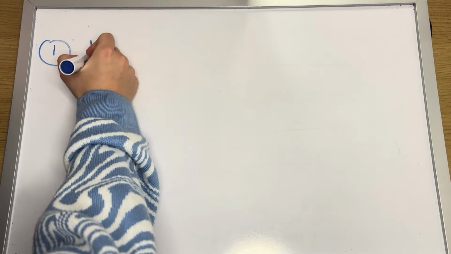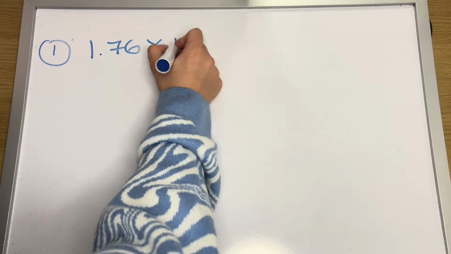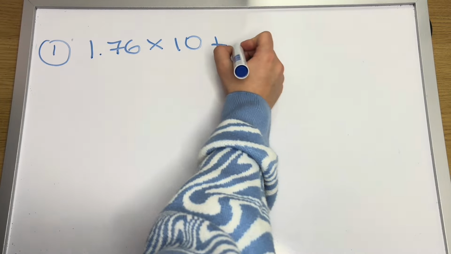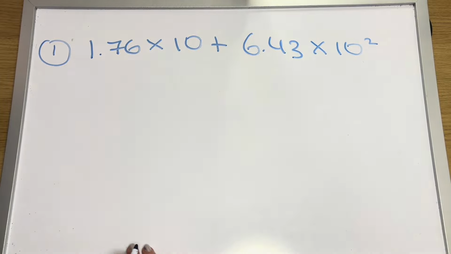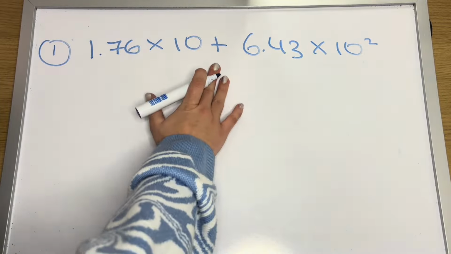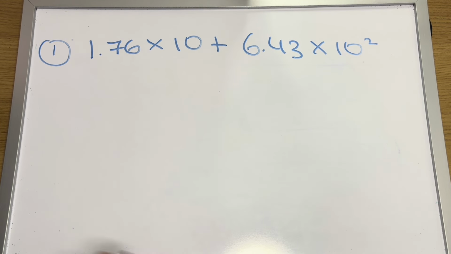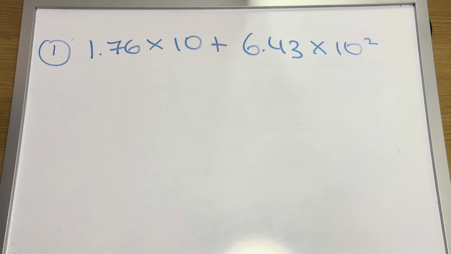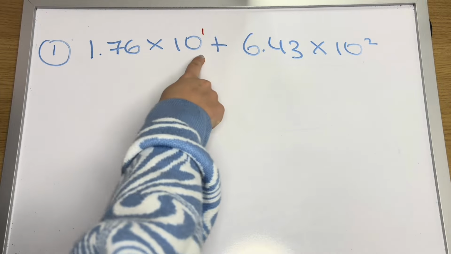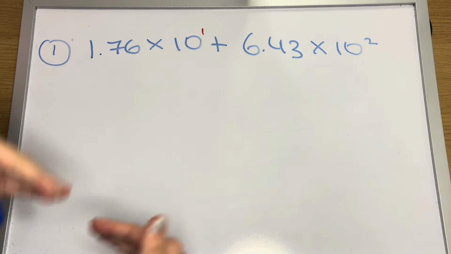If I have 1.76 multiplied by 10, that is added to 6.43 multiplied by 10 raised to the power of 2. So we're adding 2 standard form statements. But first thing I would like to point out is this 10. Is it raised to the power of anything? Well, it is, because remember, everything is raised to the power of 1. So keep that in mind. We're going to take the standard form statement and we're going to kind of work backwards from it.